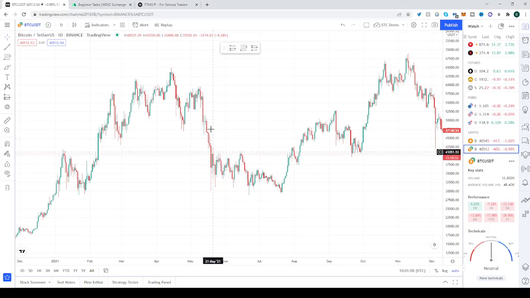In today's video we'll be showing you how to read the chart in Tradingview.